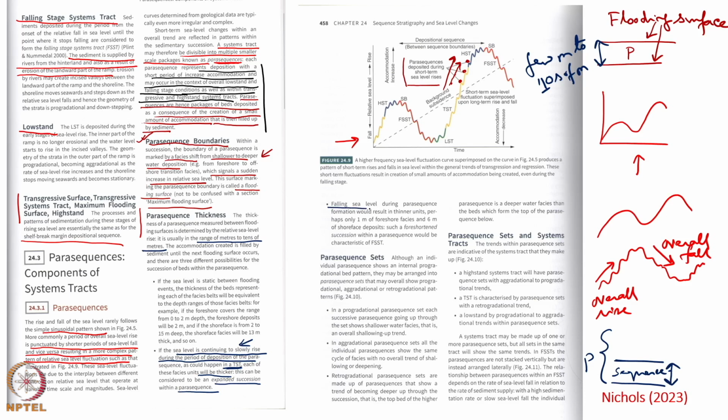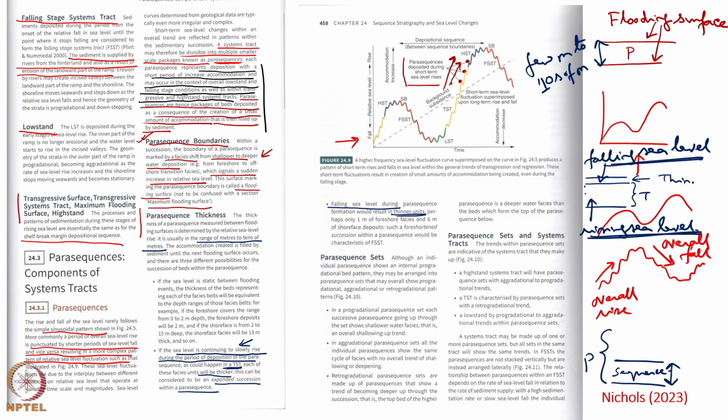When the sea level is falling, the parasequence formation would result in thinner units. So, if we have a thick unit and then we have a thin unit, the thin unit is probably linked with falling sea level, and the thicker unit with a rising sea level. Why so? Because during rising sea level the accommodation space increases, whereas for a falling sea level it reduces. So, the chance of getting more sediments will be in case of a rising sea level.